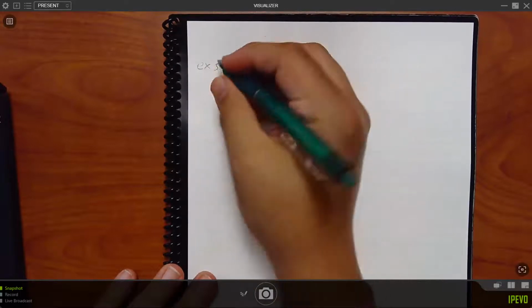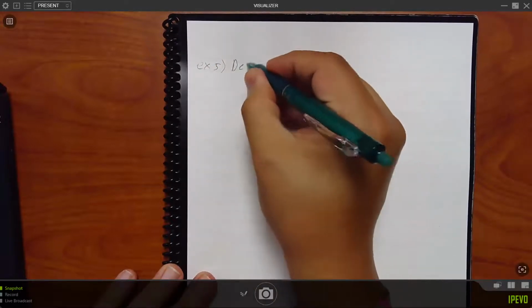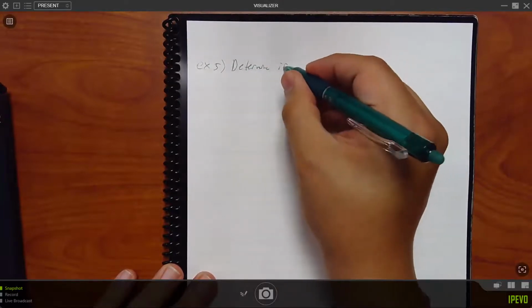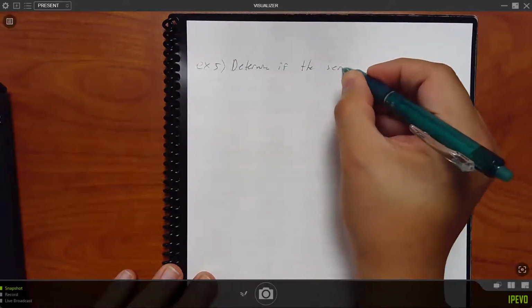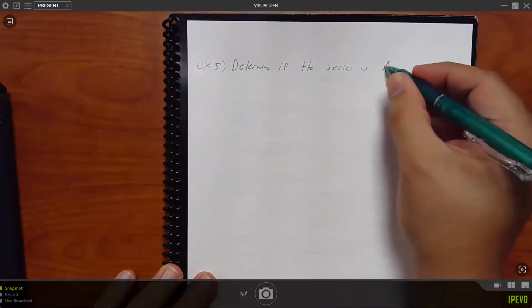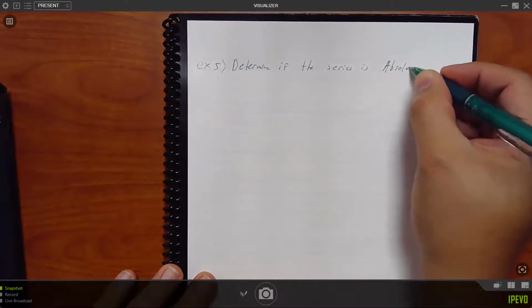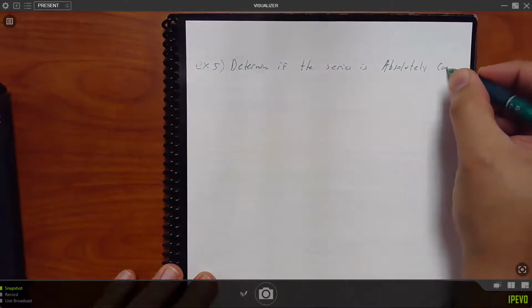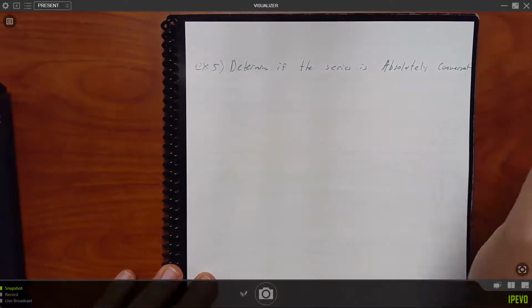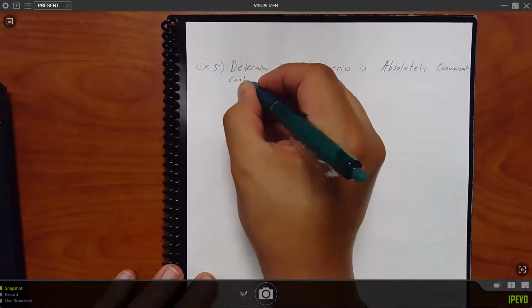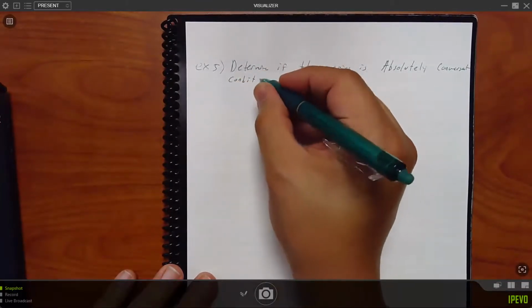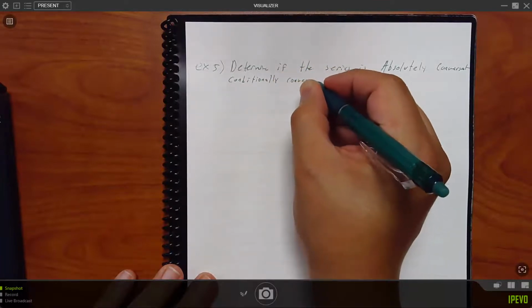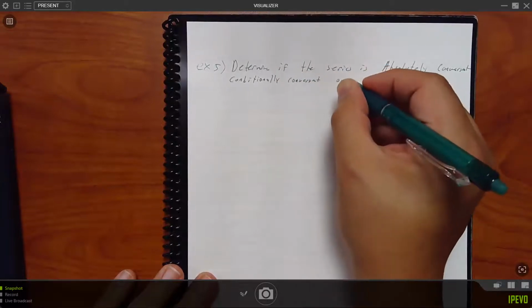Example 5. Same instructions, determine if the series is absolutely convergent, conditionally convergent, or divergent.